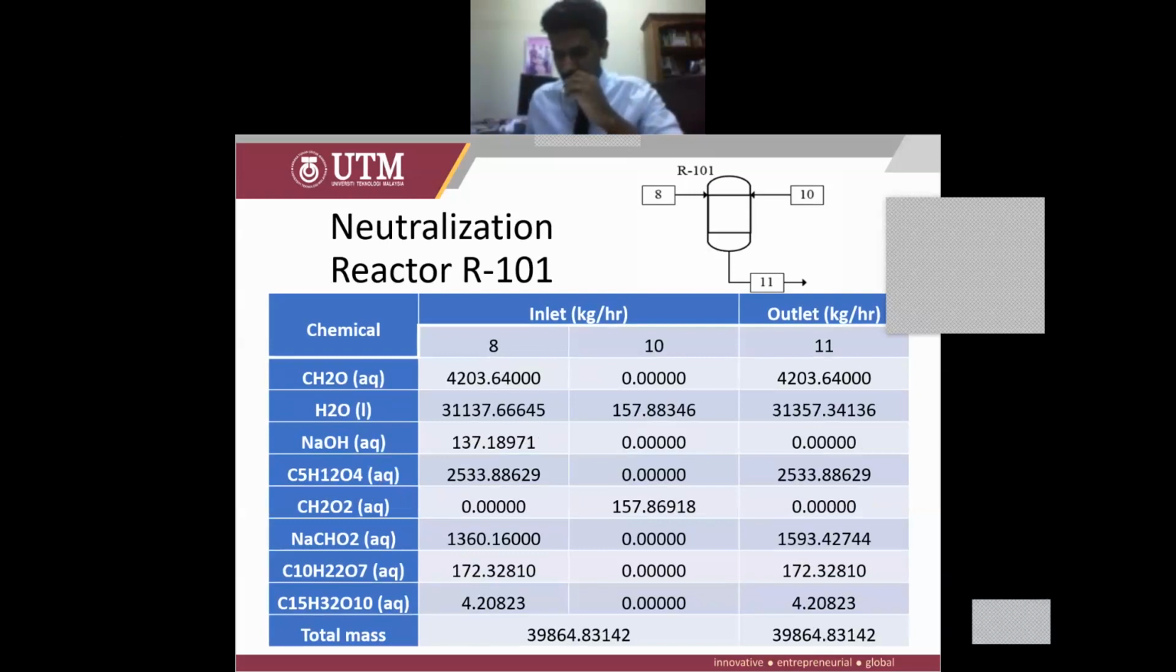The neutralization reactor is used to neutralize the excess sodium hydroxide with formic acid. So the conversion of formic acid is 100%.